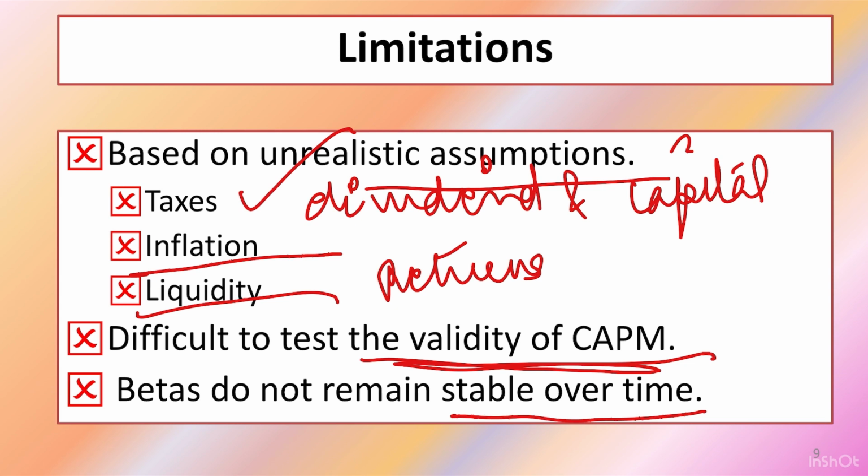How do we compute the CAPM? We take into consideration the previous record, the previous information from the market. However, the beta is constantly changing and it is highly volatile. So it is very difficult to compute the expected returns.